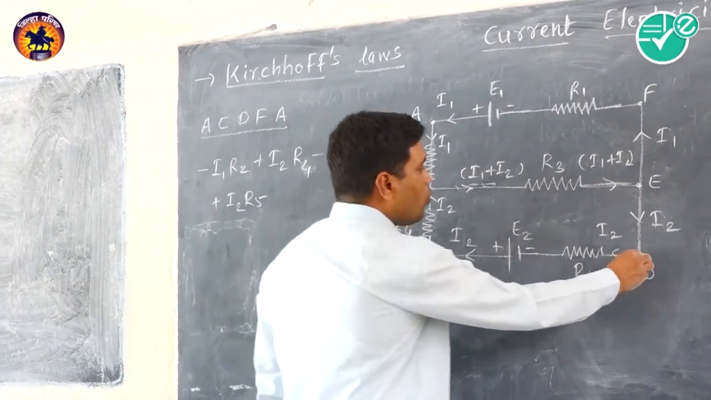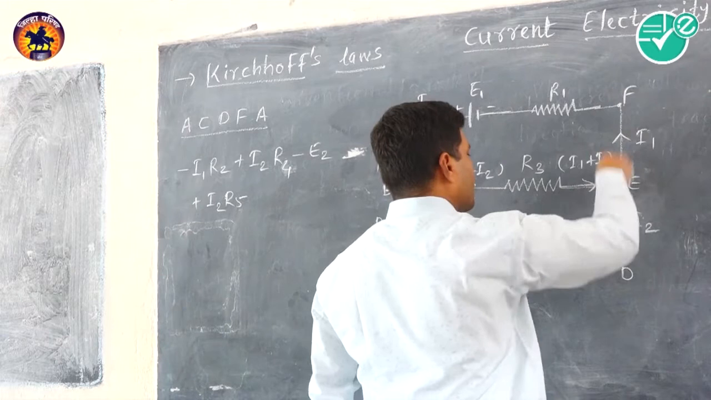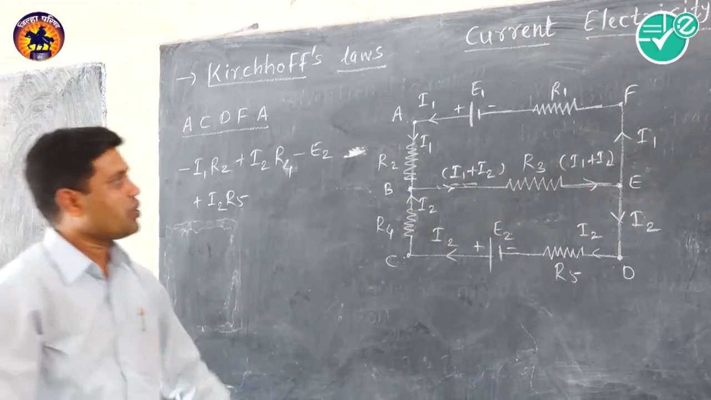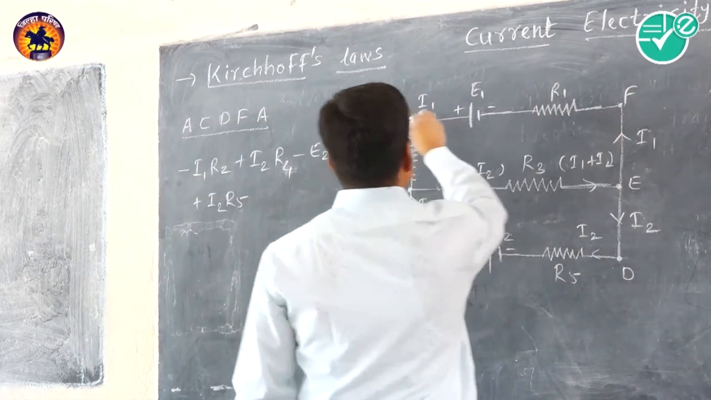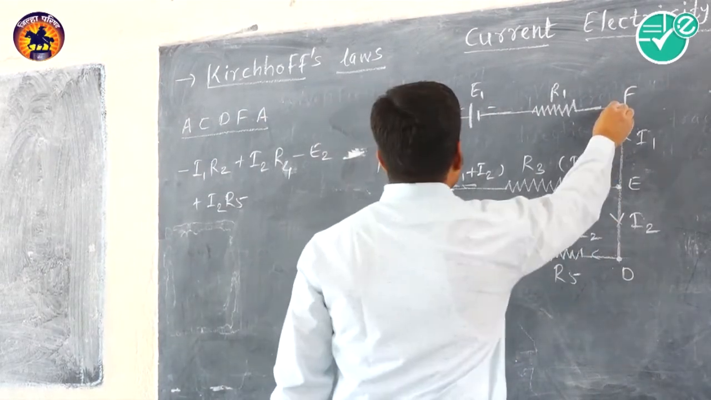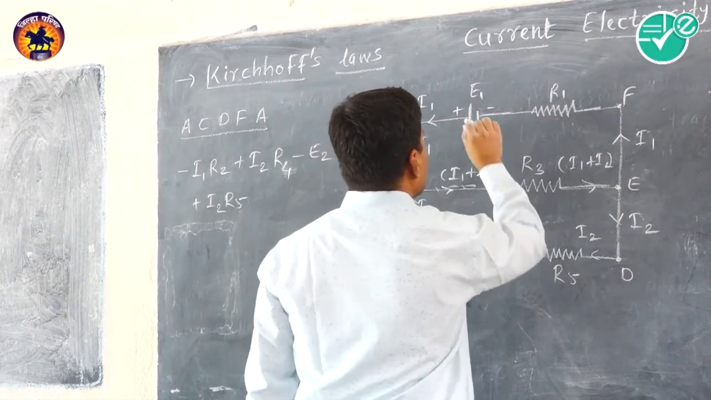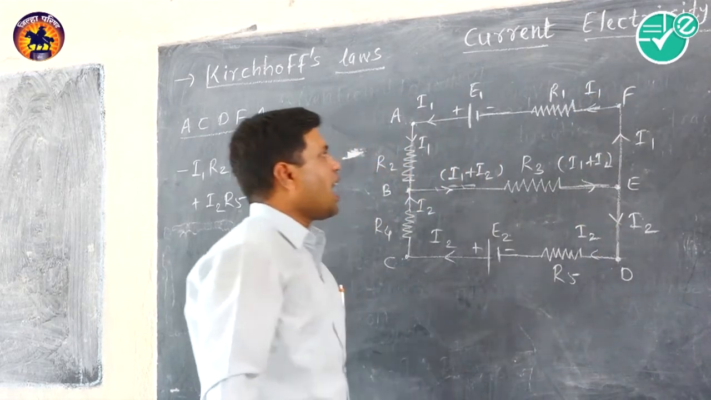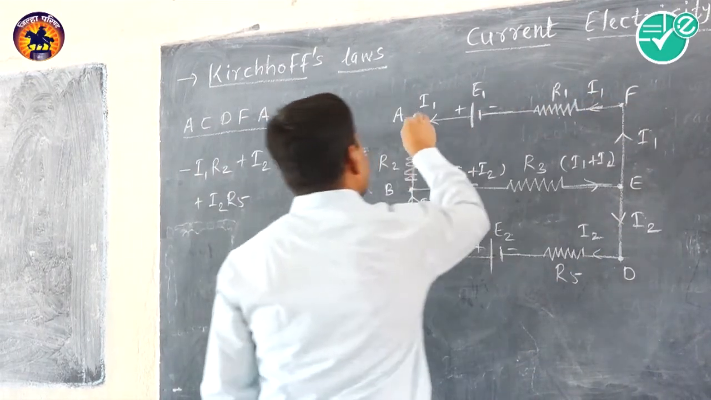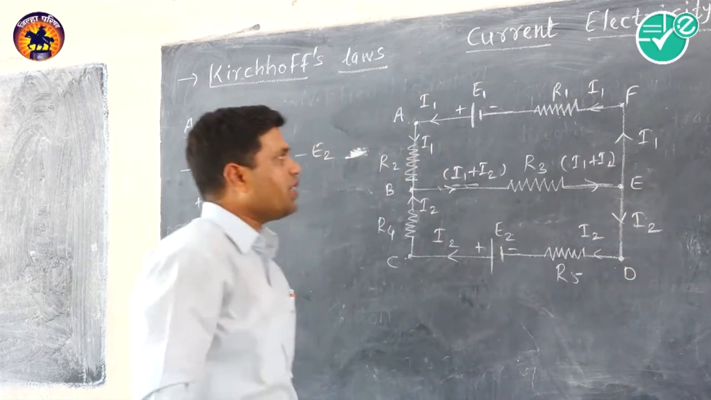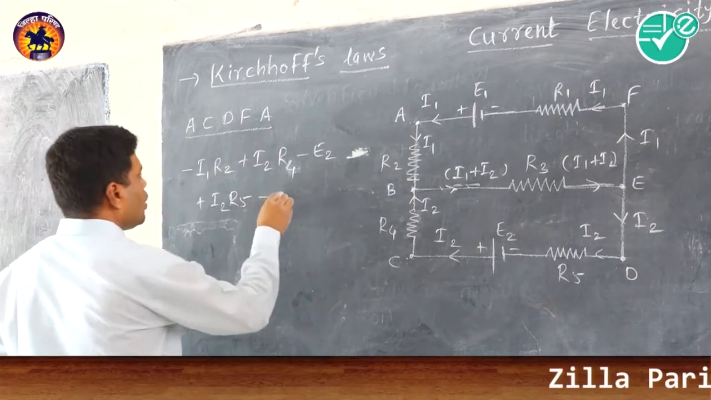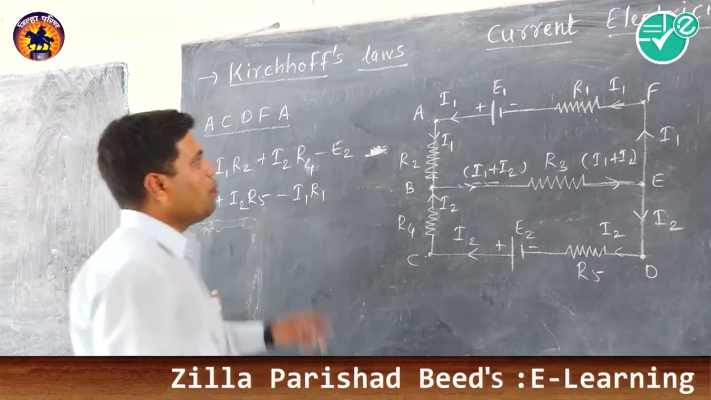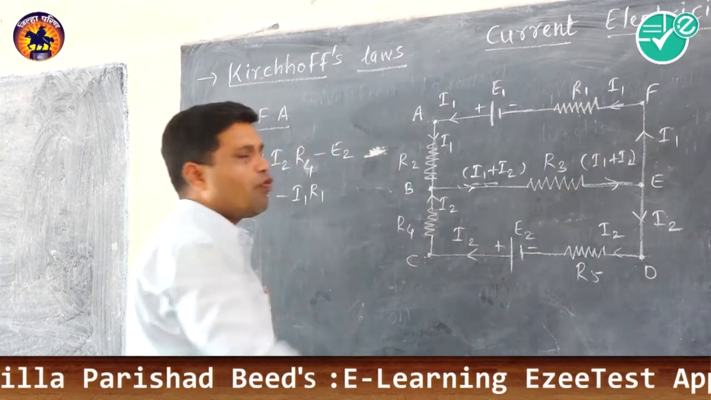Now, as we move D to E and E to F, there is no component in this path, so there is no need to apply KVL for it. As we move from F to A, we have two components, R1 and E1. The current flowing through R1 is I1, and the direction of the loop is F to A, and the current is also flowing in the same direction. Therefore, the potential drop I1 R1 will be treated as negative. Why negative? Because the current has the same direction as the loop.